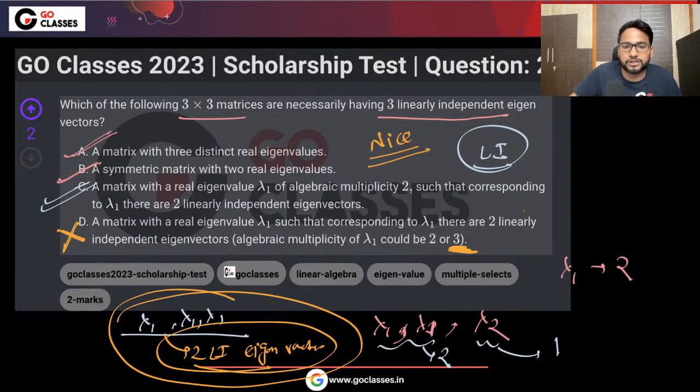I think these are the only questions. Of the 20 questions, the rest were from linear algebra, and the remaining questions were from combinatorics.